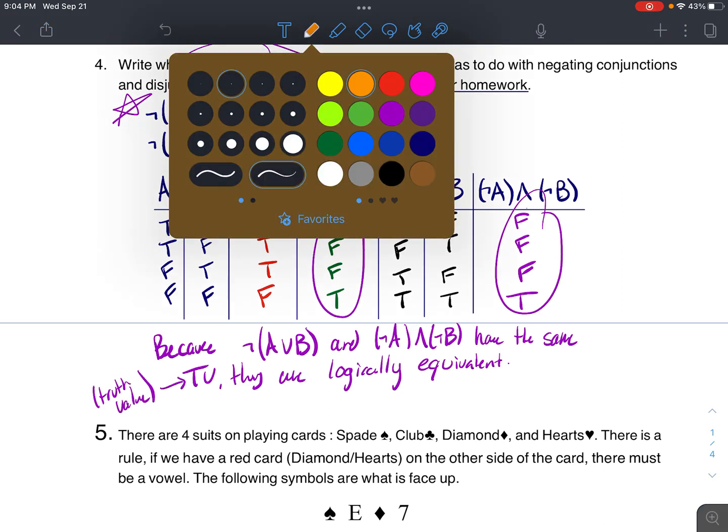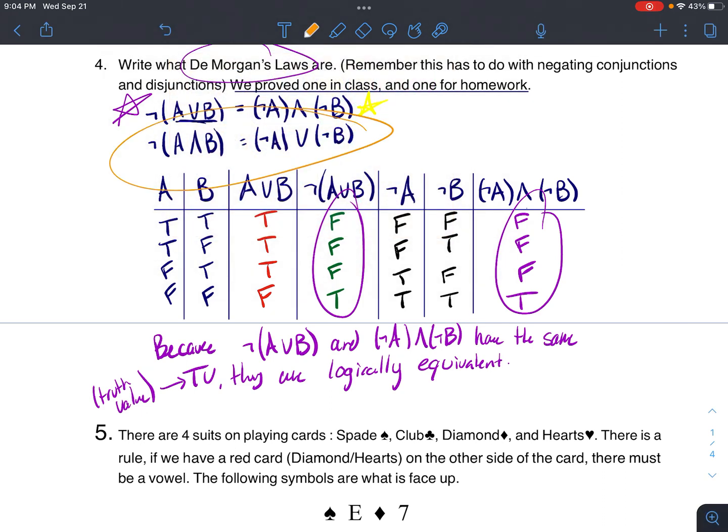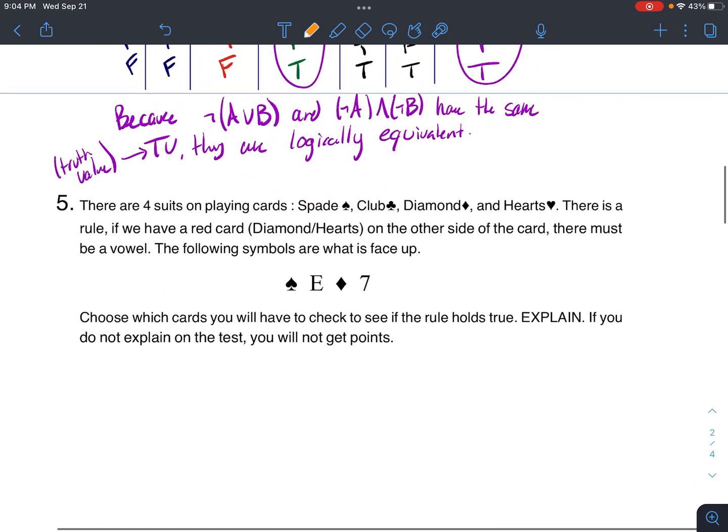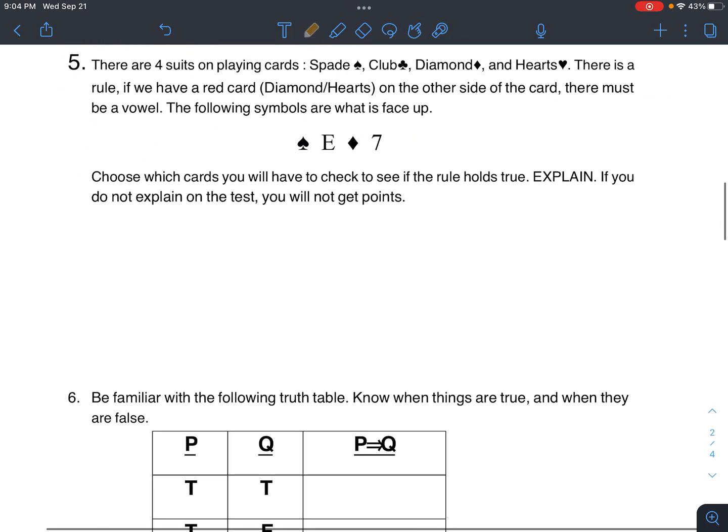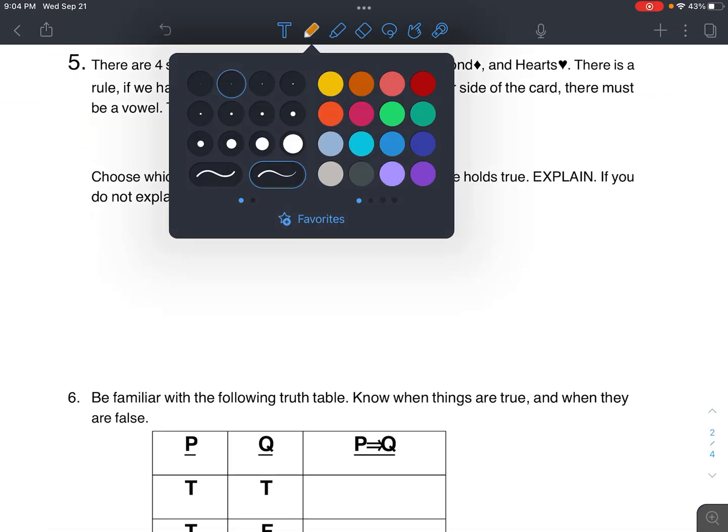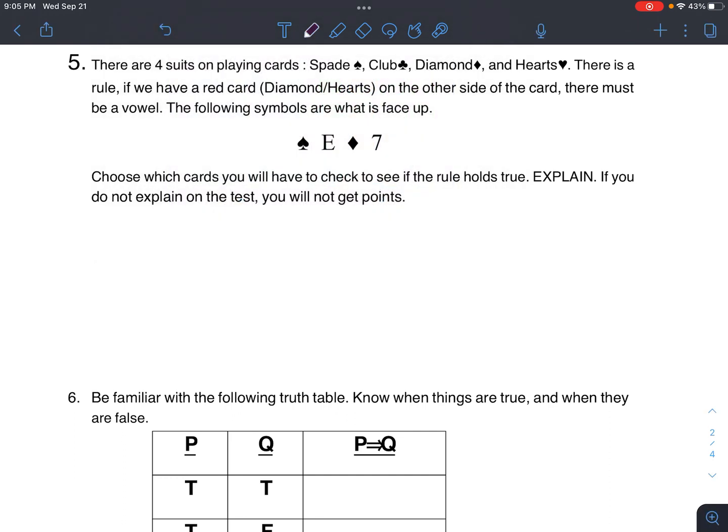So in proving this one, it's pretty much the same thing. You're going to set the truth table in the same way. You're doing the same process. So let's look at our next one. This is going to kind of look like what we did in class the one day with our playing cards and the odds and evens and the vowels and that sort of thing.